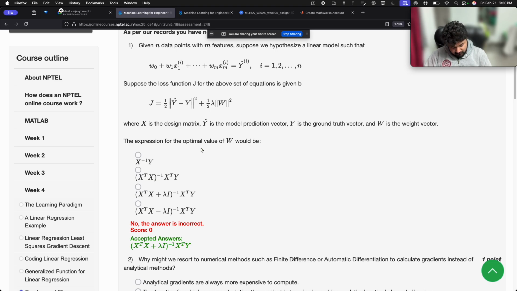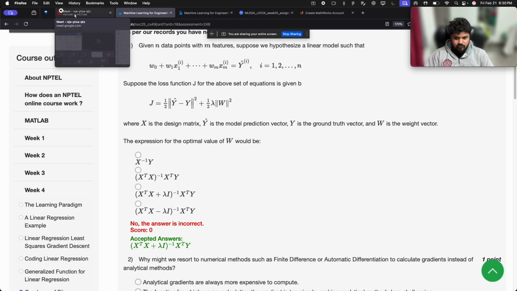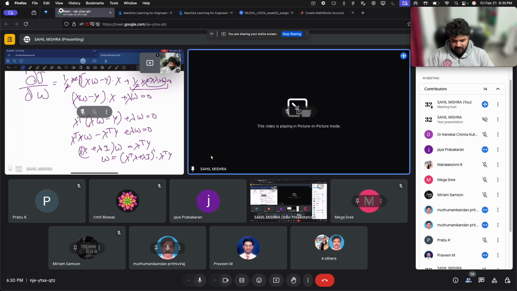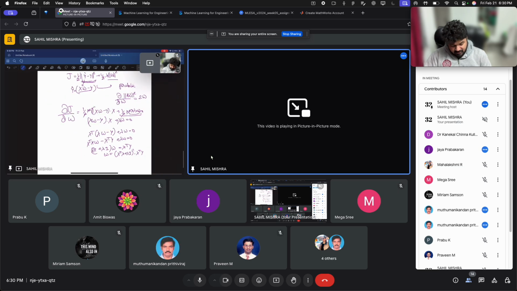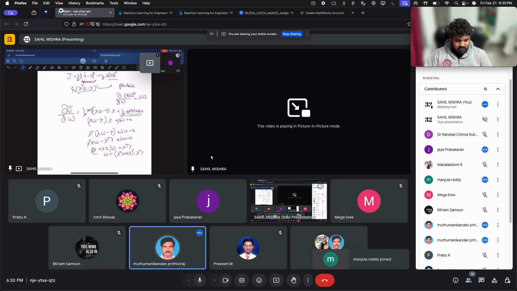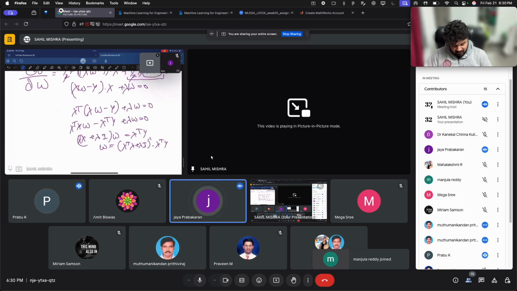Okay, so w becomes x transpose x plus lambda I, whole inverse, dot x transpose y. Am I right? I can solve it again if you did not get it, and I also solved it for the first time. I can solve it again. Shall I do it again? You got it right?